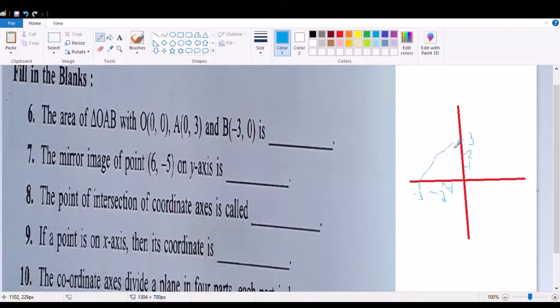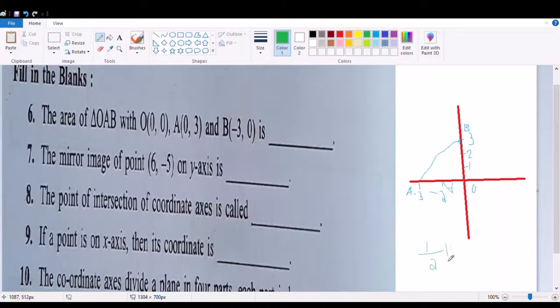You have to draw a triangle by connecting these three points. This will be our required triangle OAB. This will be O, this will be the point A, and this will be the point B. Then we need to find the area. You already know the formula for the area of a triangle.